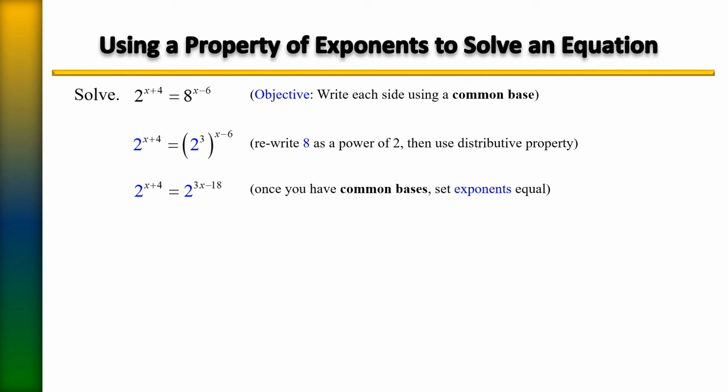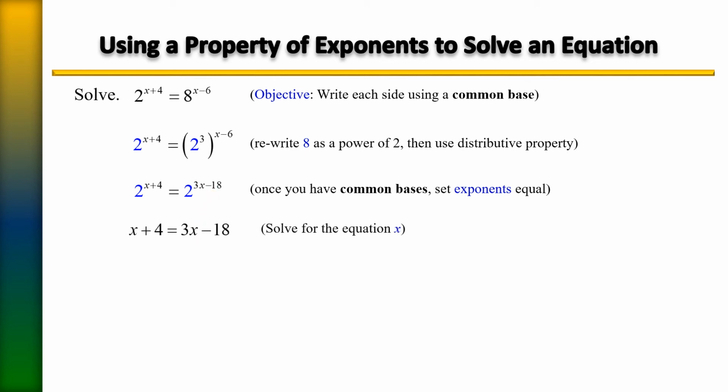And now that we have the 2 alone and we have our bases being common, the same, by the equivalence property of exponents, we can take their exponents and set them equal to each other. So in other words, you would have x plus 4 is equal to 3x minus 8.